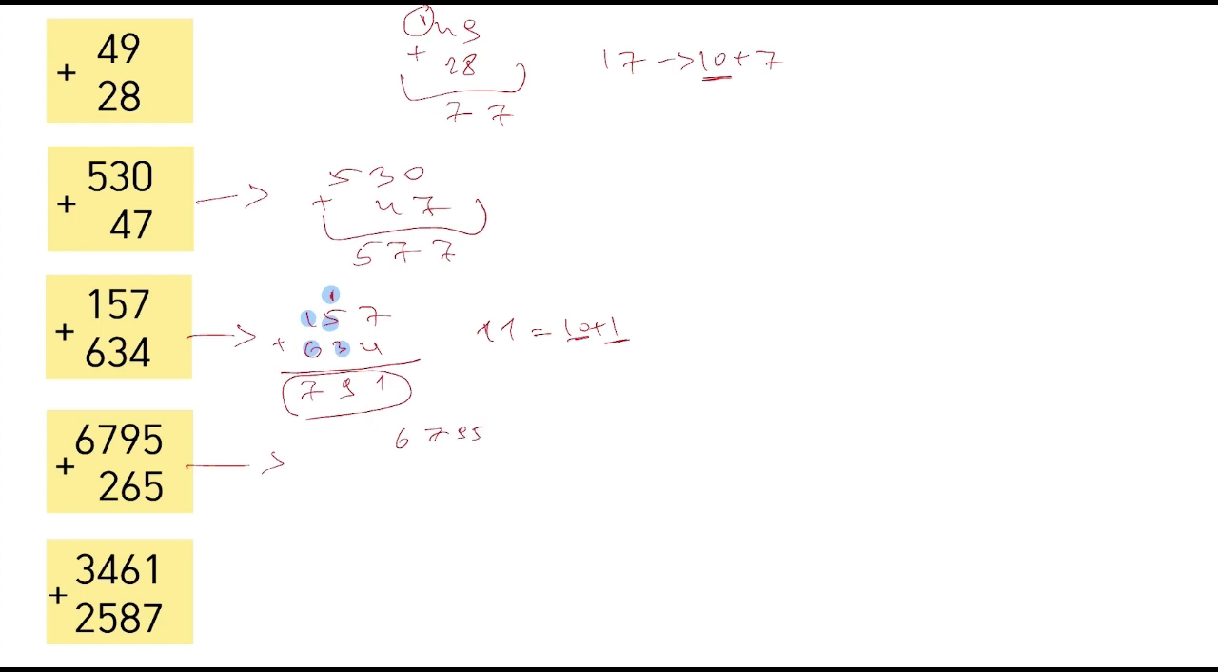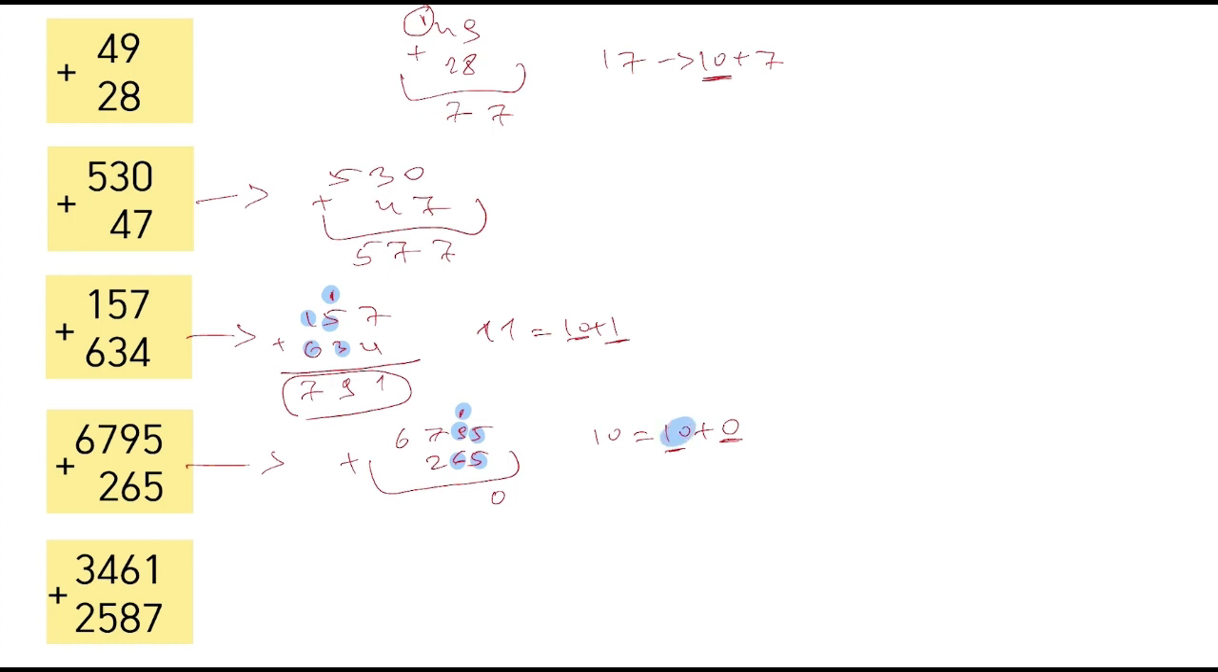6,795 plus 265. Units place 5 and 5 makes 10. Okay, if you have a 10 for the units place, it will be 10 plus 0. 0 for the units place, 10 for the tens place. So we put 1 over the tens place. Let's add tens place. 9 and 6, which makes 15. And if you add 1 from here, it will be 16.